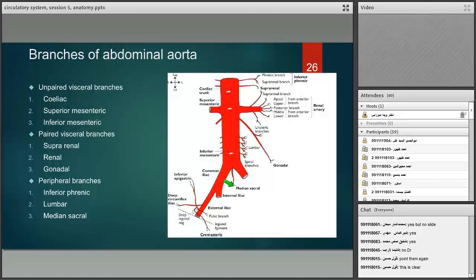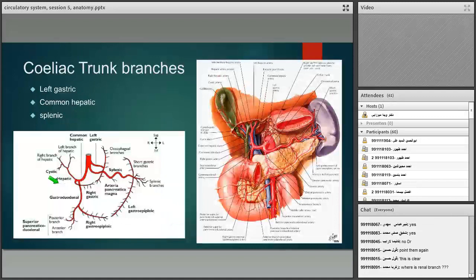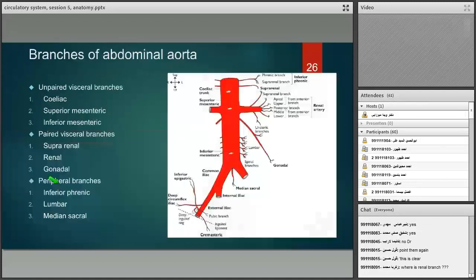So we have three groups of branches for the abdominal aorta: unpaired visceral branches, paired visceral branches, and peripheral branches. We will explain each of these branches one by one. These two are renal branches. Okay?